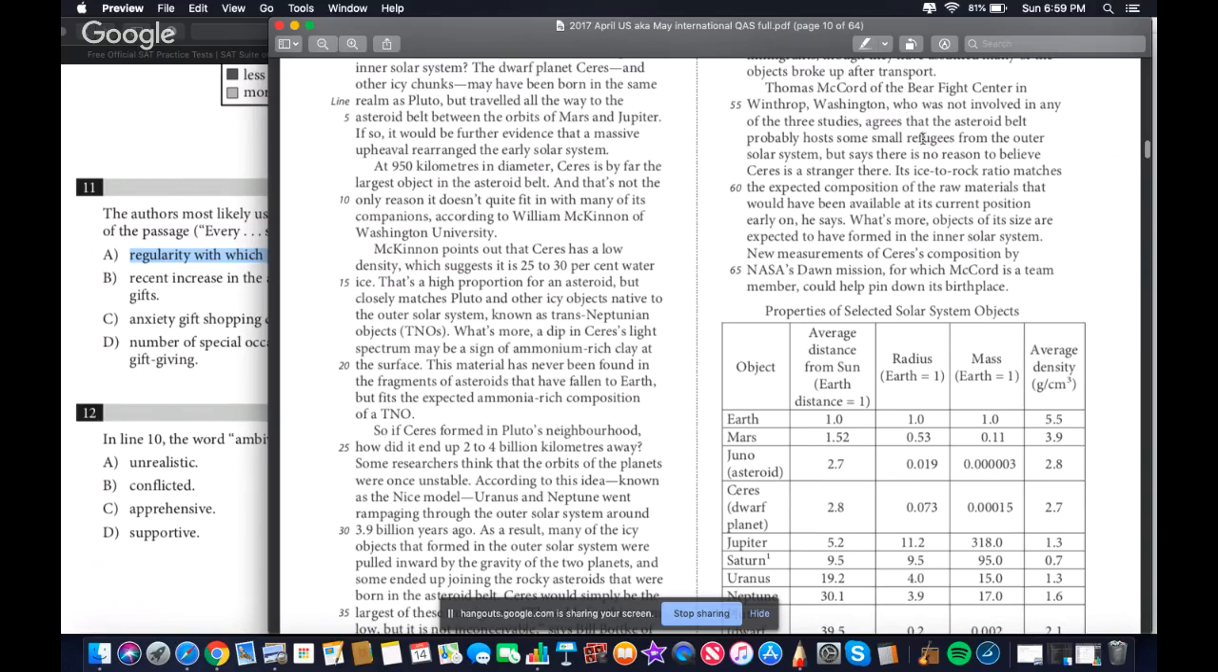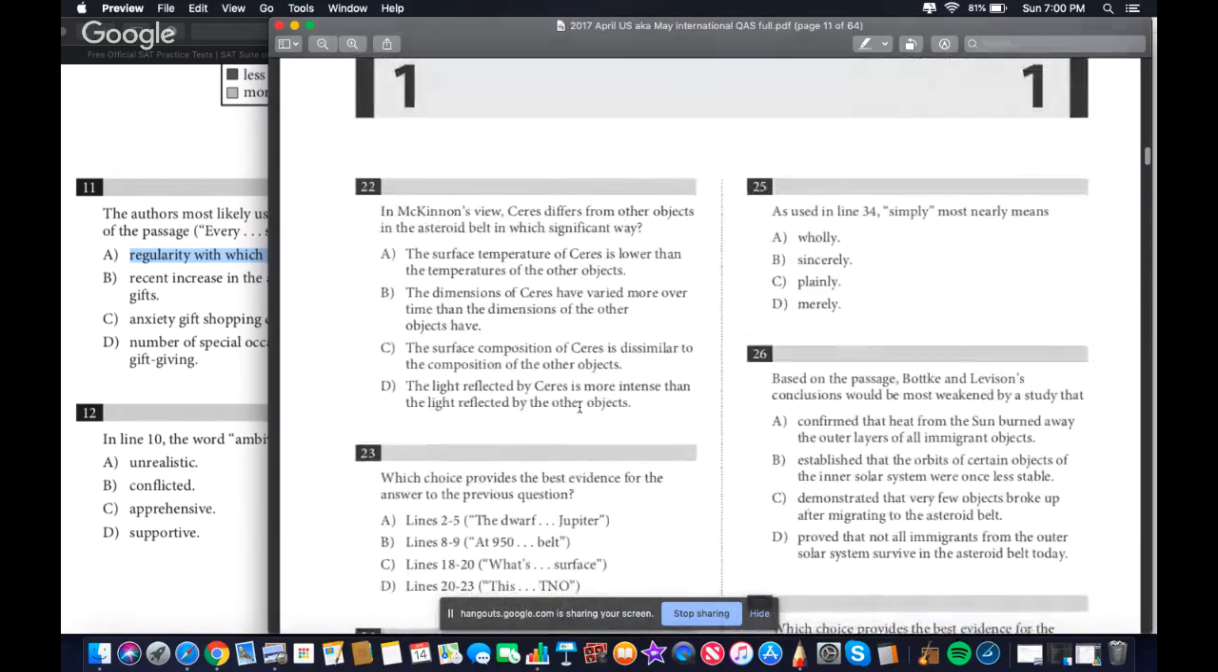Well, I'm just going to read. It agrees the asteroid belt with some small refugees, but there's no reason to believe Ceres is a stranger there. Its ice to rock ratio matches the expected composition of raw materials. What's more, and usually it's just the one sentence above, what's more, objects of its size are expected to have formed in the inner solar system. So we don't know if it's from the outer solar system or inner solar system, and this could help pin down its birthplace.